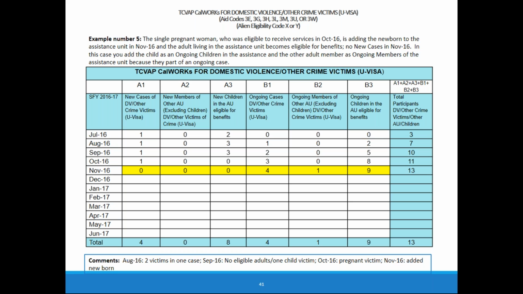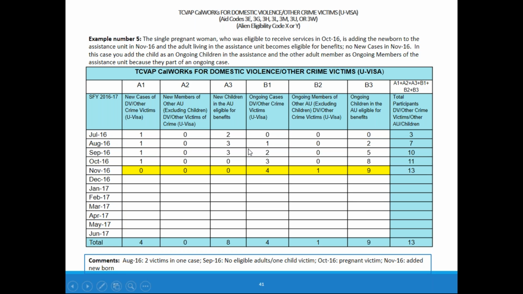On column A1, A2, and A3, enter 0 because there are no new cases for this month to report. On column B1, enter 4, that totals the number of ongoing cases from previous months. On column B2, enter 1, that totals the number of ongoing members living in the assistance unit. Note that the now eligible adult was added in this column. And on column B3, enter 9, that totals the number of ongoing children living in the assistance unit. This includes a newborn. And write in the comment section that in November 16, you added 2 new members.